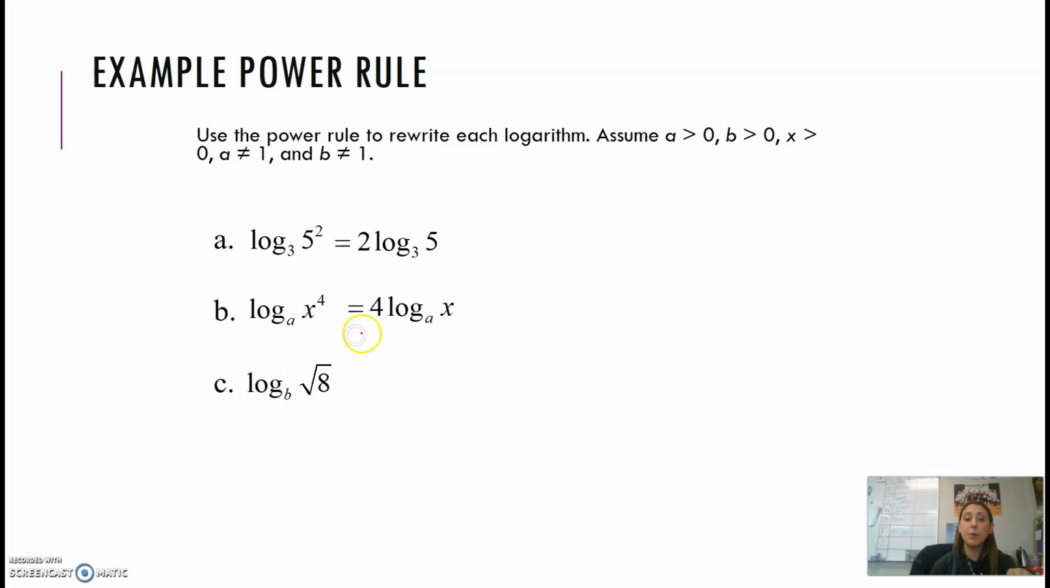Now this one we need to rewrite as a power. So anytime you see a root or a radical, you need to rewrite that radical as a power so that we can deal with it. So then we actually get log base b of 8 to the 1/2, and then we throw the 1/2 out front.